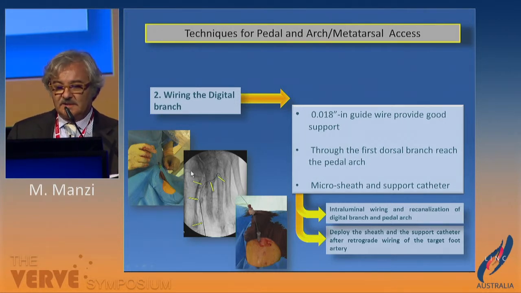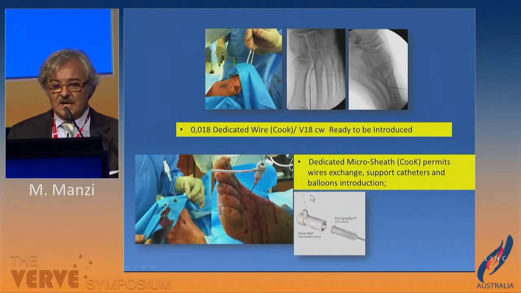When we have to wire the digital branch, it is probably the most delicate phase. We have a floppy, soft tip on the wire, and if we want to insert a support catheter or directly a balloon or a microsheath, we have to insert the stiff part of the body of the wire. So it's important to park the tip of the wire in the first branch we can find, in order to have at least 1 or 2 centimeters of the stiff body of the wire in the artery, to support our microsheath, microcatheter, or direct balloon.